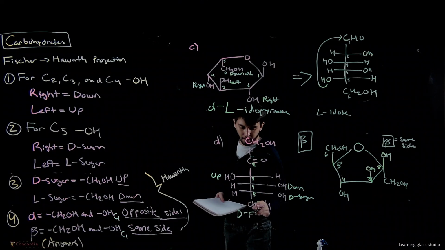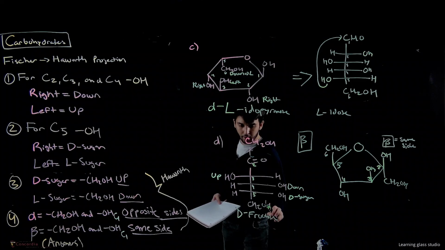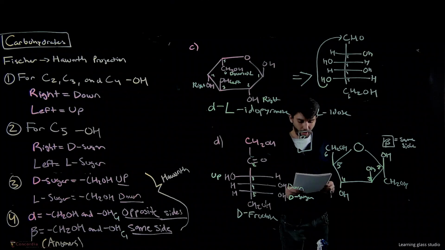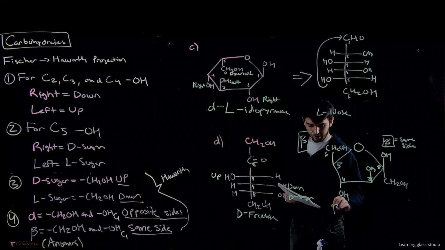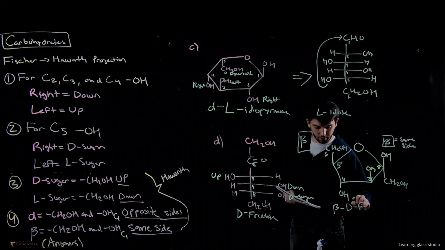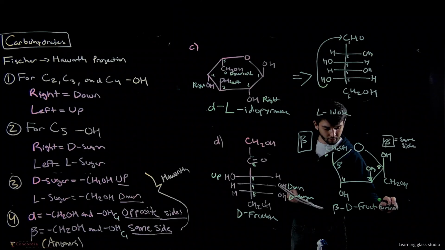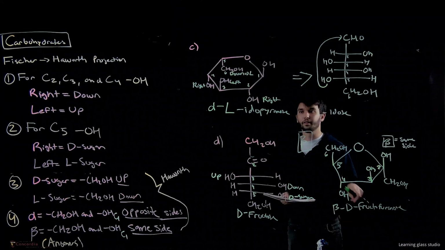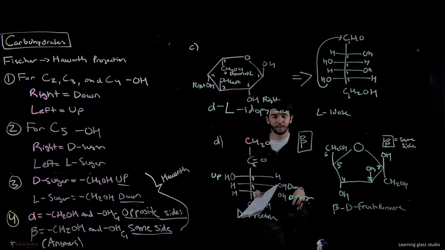So this is from glycolysis. Very important sugar. And then this one is beta D-fructofuranose. And it's a furanose, unlike this, which is a pyranose, because this is a 5-membered ring.